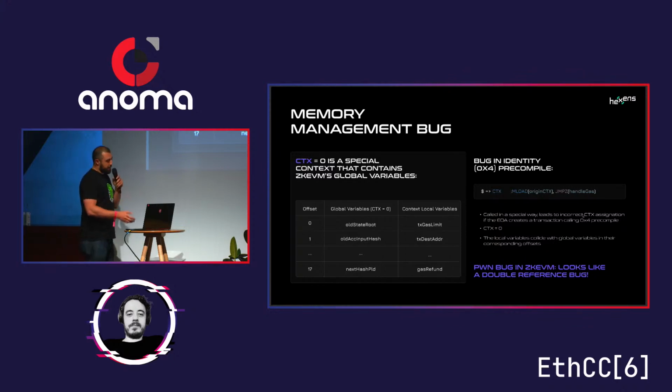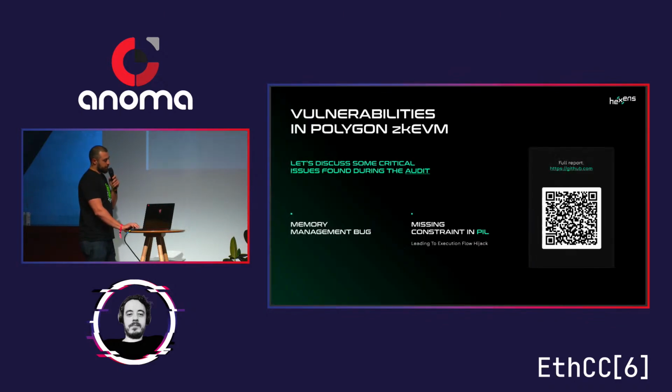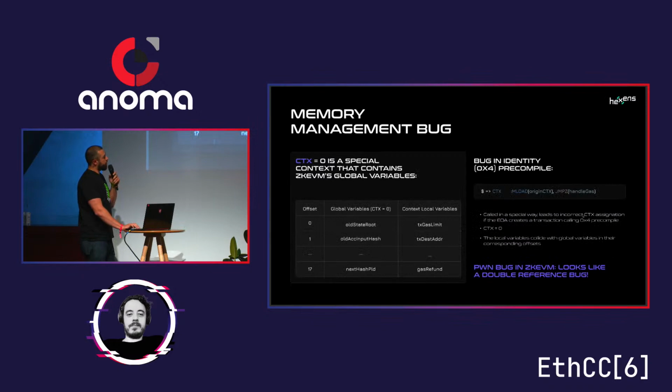The main difference is that for context 0, instead of local variables, you store the global variables. The globals for the zkEVM, like old state root or old account input hash and other stuff. On the other hand, if we are in a message, we'll have things like gas limit, destination address, and that kind of stuff.